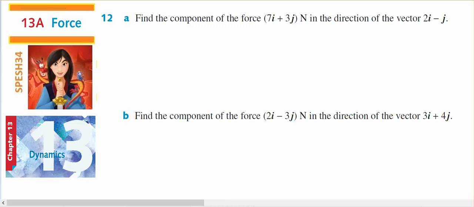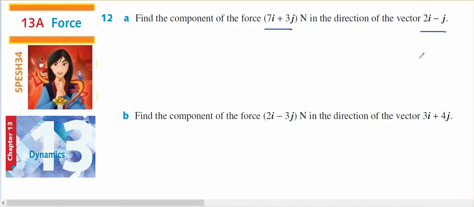This is for Year 12 Specialist. It comes out of Chapter 13A, question number 12. But it's actually out of vectors back in Chapter 2. So find the component of the force of this in the direction of this vector.